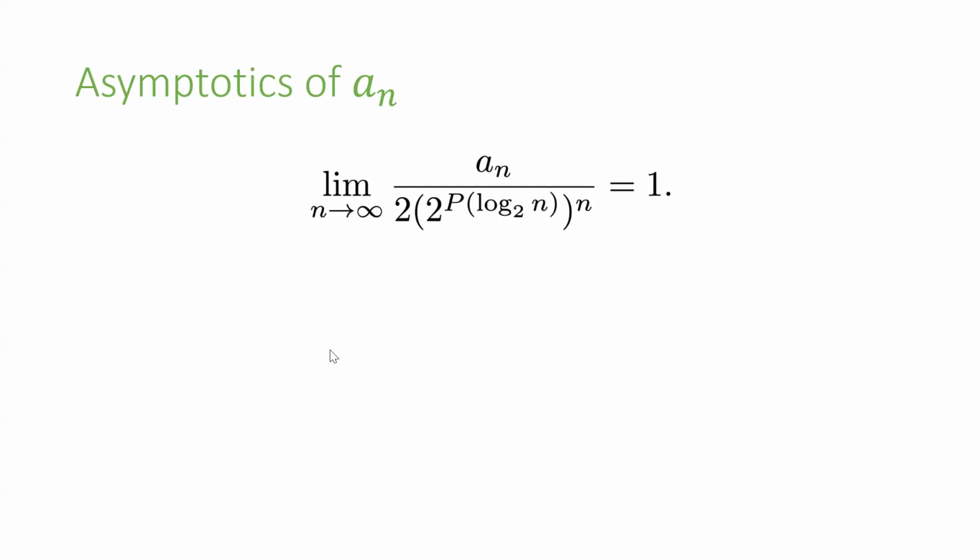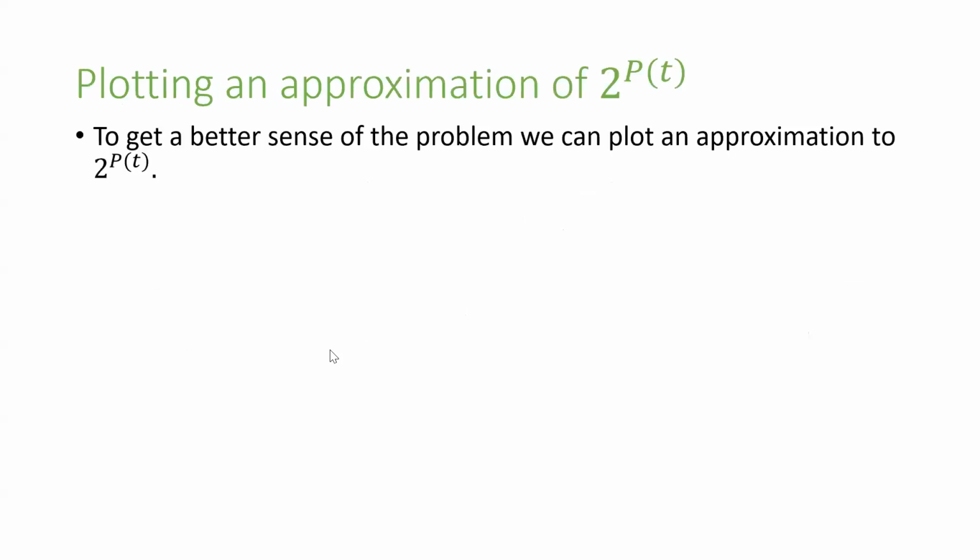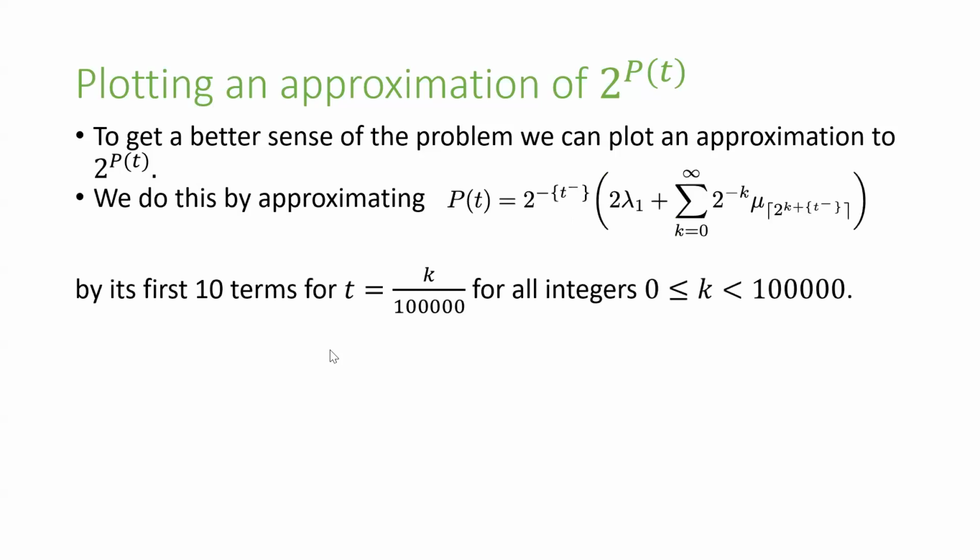So you might want to get more numerical results out of this. And the way you do that is you have to study p. In particular, you have to study the extrema of 2 to the p of t on t from 0 to 1. And studying this will allow you to then say what type of constants this has, because right now we have an exponent that varies with n. So if we study the extrema, we can say precisely between what values this exponent can vary. And to get a better sense of this, we will plot 2 to the p of t. In particular, we plot an approximation.